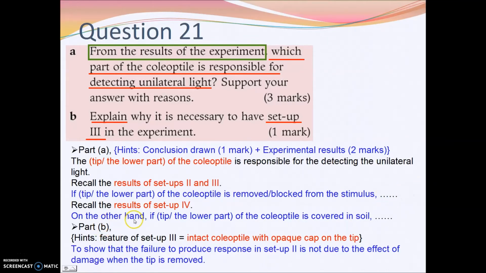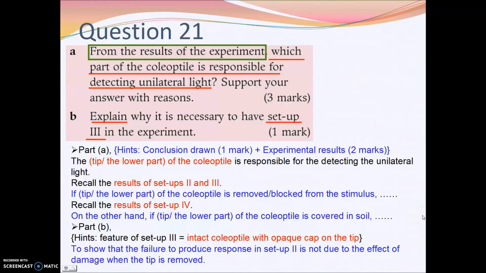And then on the other hand, we record the result of setup 4. According to setup 4, which part of the coleoptile is covered in soil, or covered by the pot or something like this? So what will be the result, growth or bending, any observation?